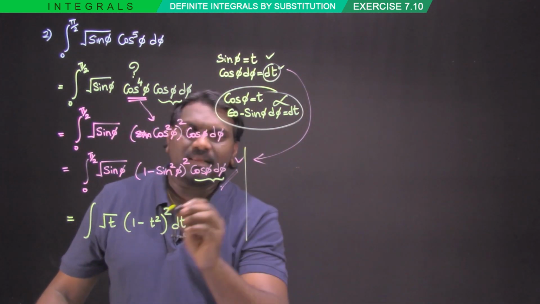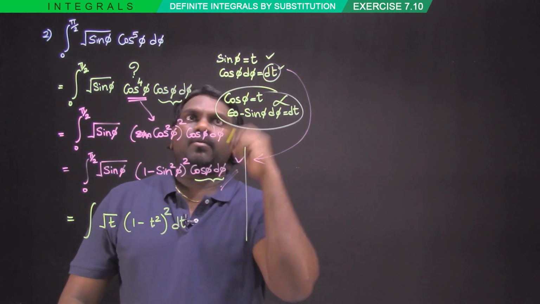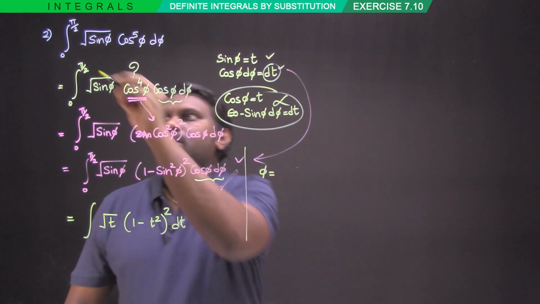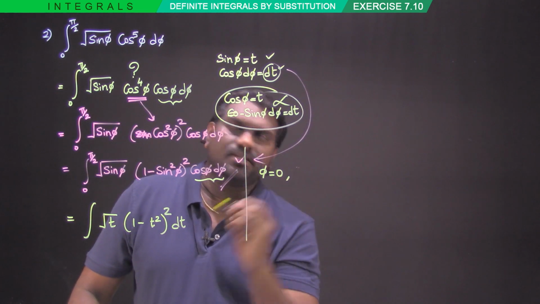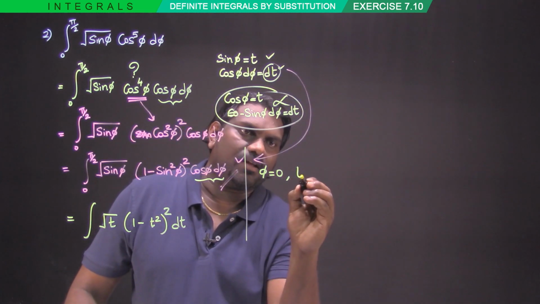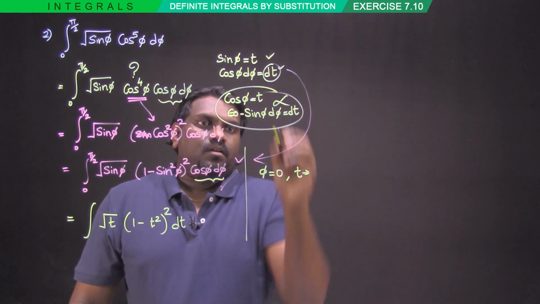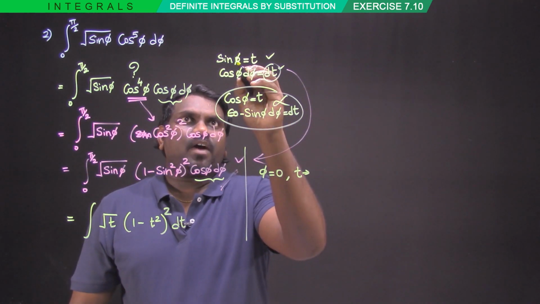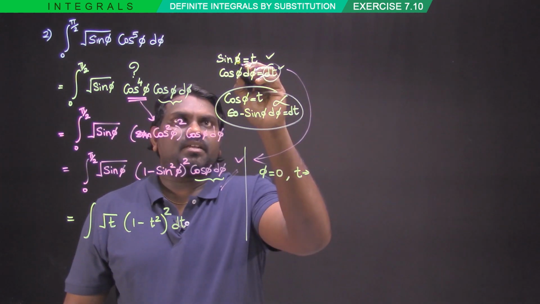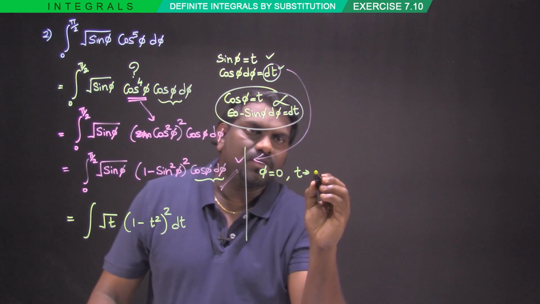Now about what is my limits. Now check again. It's about phi here, right? If phi is 0, what will be the value of your t? How would we know it? We will be substituting phi here. So what will be t? Sine 0, what will be t? Sine 0 is 0, dear.